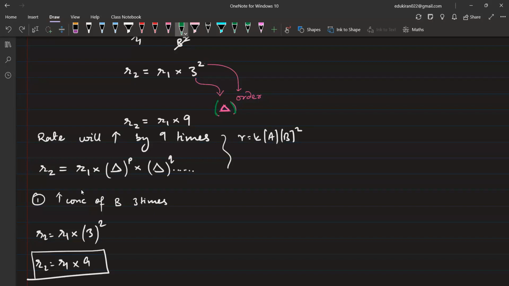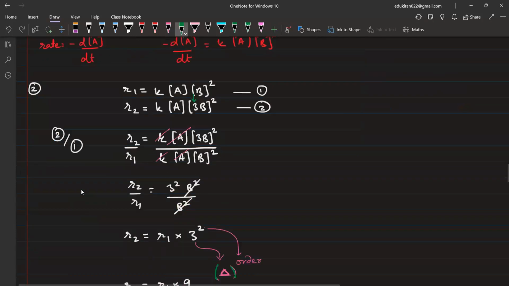So for the first question, increase in concentration of B 3 times, what will happen? R2 is equal to R1. What did you change? You tripled it, so 3. And what is the order of B? It is 2. So R1 into 3 square, that is equal to 9. Second question that we had, what was it? Both A and B are doubled.